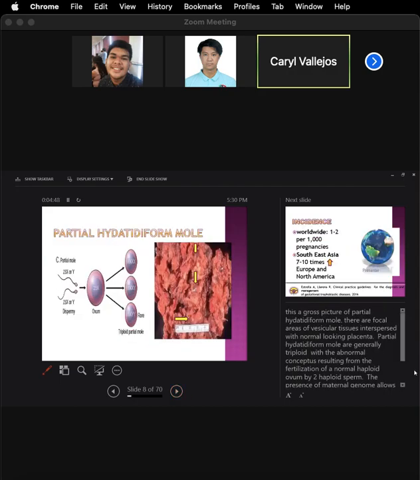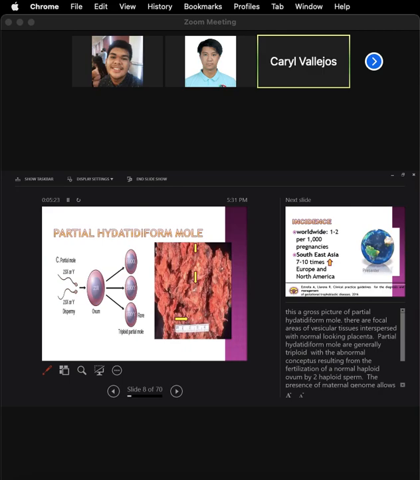Next is the partial mole. So this is the gross picture of a partial hydatidiform mole. There are focal areas of vesicular tissues. If you could see the arrows, there are vesicular tissues interspersed within the normal-looking placenta. Partial hydatidiform moles are generally triploid, with the abnormal conceptus resulting from the fertilization of a normal haploid ovum by two haploid sperm.